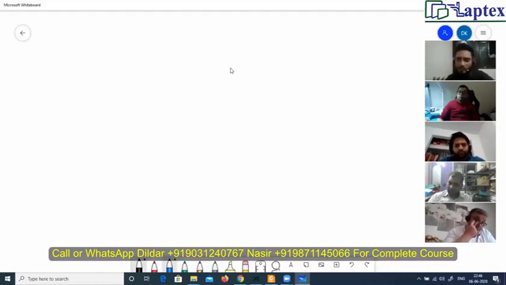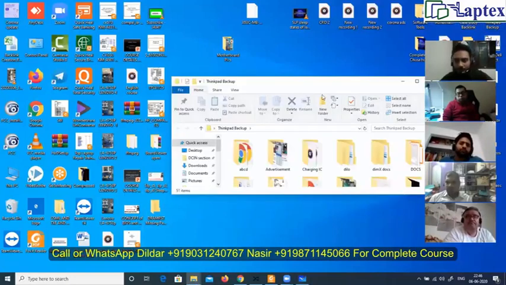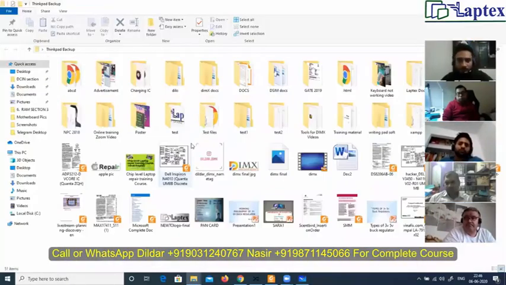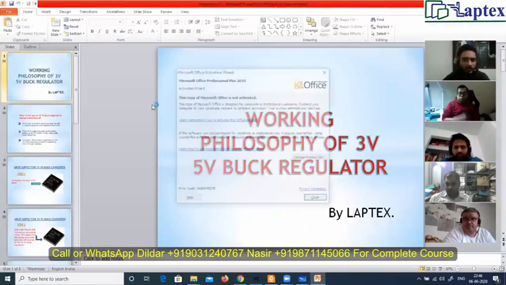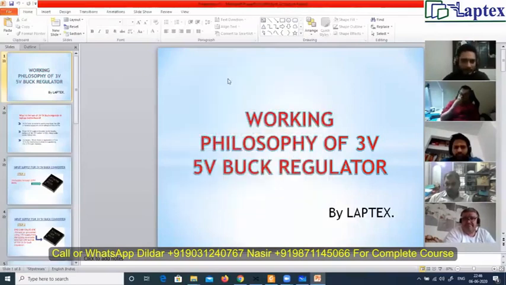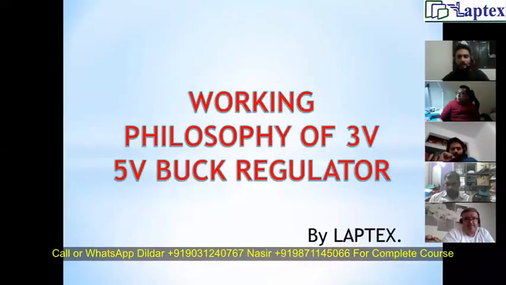What is the general perception of a 3 volt 5 volt IC triggering? Then we'll proceed. This is a small slide that I've made very long back ago. We'll see it. We'll go through it. This is a simple basic working philosophy of a 3 volt 5 volt buck regulator.